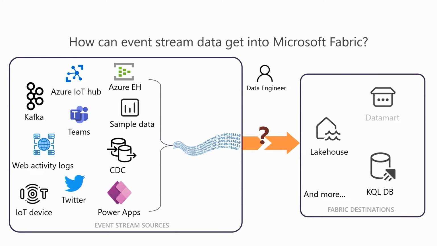So today there's torrents of events that are happening out in the world. And we want to get that torrent of events landed into our fantastic Microsoft Fabric destinations, so a Lakehouse or a KQLDB or to a Data Mart, to all those entities that we can find in Fabric today. But how do we do that?